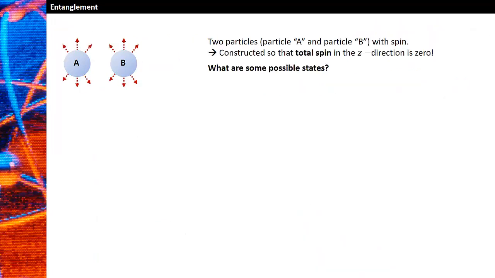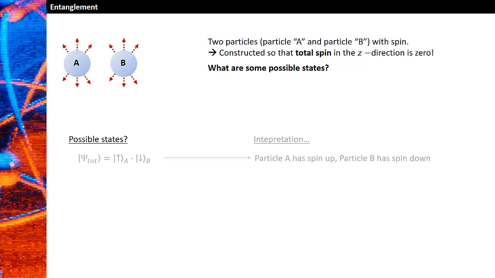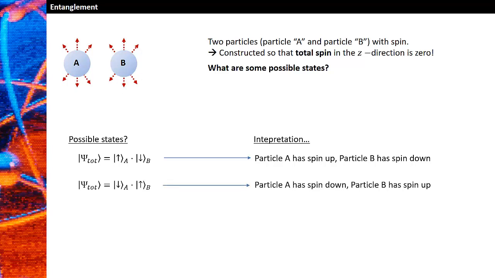Let's now talk about the cases where the total spin of particles A and B is 0, and we want to construct what possible states this could be. All we know is that the two particles are constructed so that the total spin in the z direction is 0. So what are some possible states? Let's write some down. One that comes to the top of your head right away is particle A spin up, particle B spin down. The total spin is 0, and so that looks like it works. Of course, we could switch those: particle A spin down, particle B spin up, and that still works. That is a possible state in which the total spin is 0.